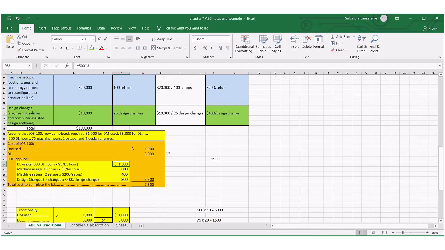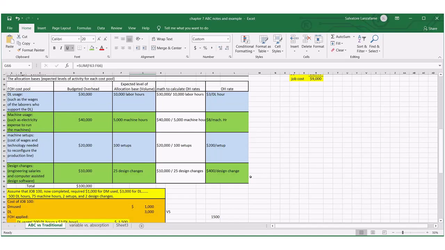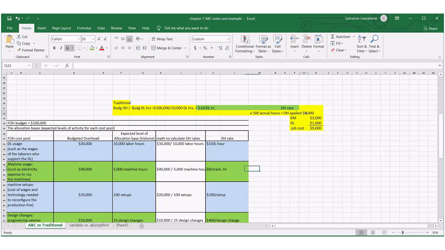75 times 8, 600. 2 setups times 200 a setup, 400. 2 changes times $400 per design change, 800. Add them all up and notice how much we get for overhead. So under this approach, we're coming up with $3,300, whereas when we did it before, we came up with $5,000 as the value of overhead.